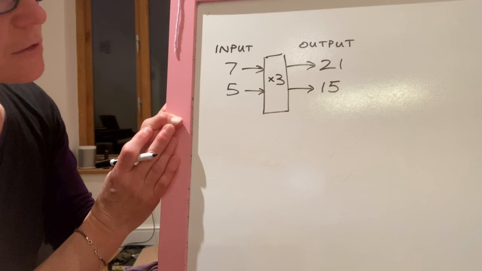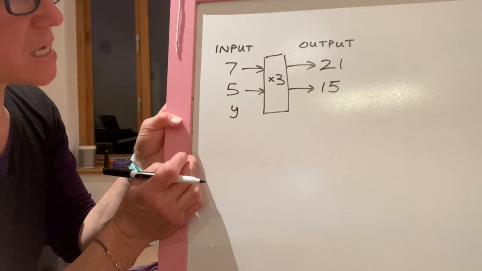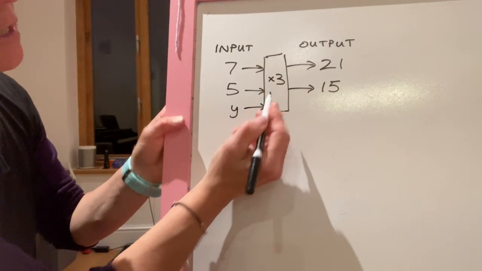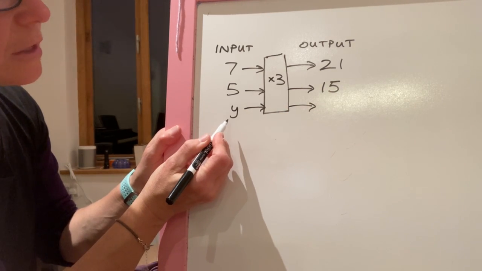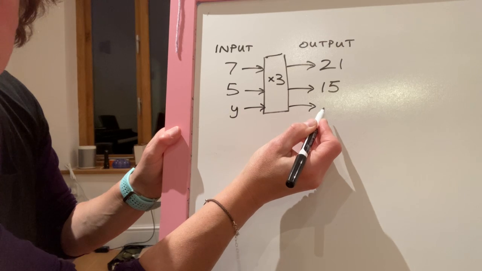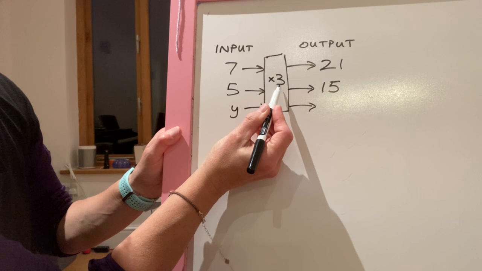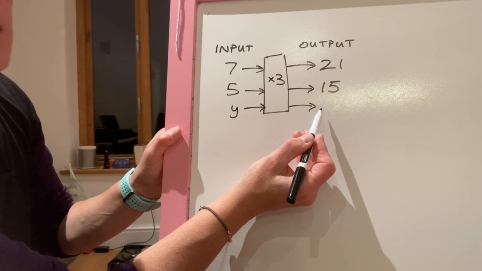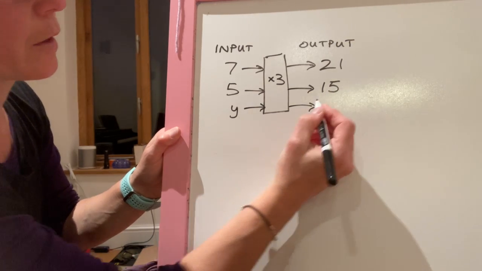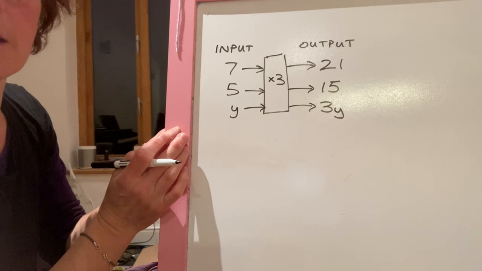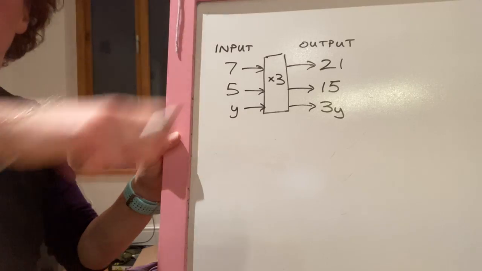Now, we can then use this function machine with our algebra. So if we said that y went in as the input, and we know that the function machine multiplies by 3, we don't know how much that y is worth yet. That's our mystery number. So how would we write the output there? Y went in, we knew it was multiplied by 3. Remember the rule? We don't need to use that multiplication symbol. But 3 lots of y came out. The y was multiplied by 3, turned into 3y.